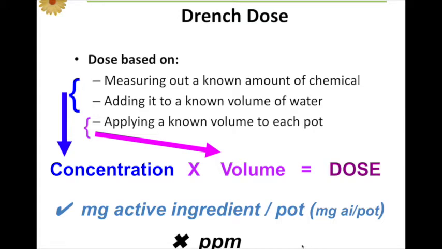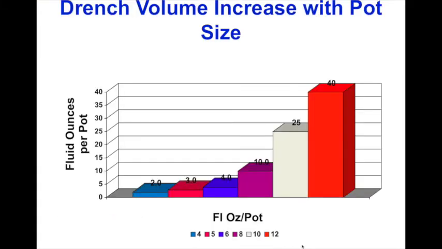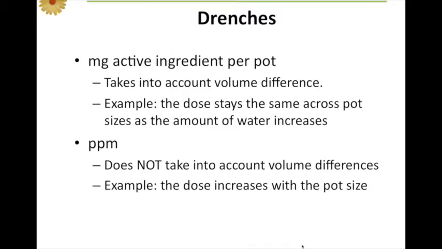How many times you look at a recommendation, they say, apply this many parts per million of a drench. It doesn't matter if it's Ethephon, paclobutrazol, whatever. We need to say how many fluid ounces so we know what we're giving to that plant. Because again, the number of fluid ounces per pot varies with the pot size, as you see in this slide here. And so when you get a recommendation based on active ingredient per pot, it does take into account that volume difference.